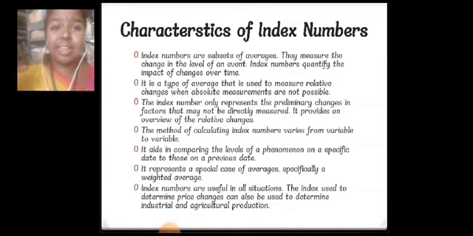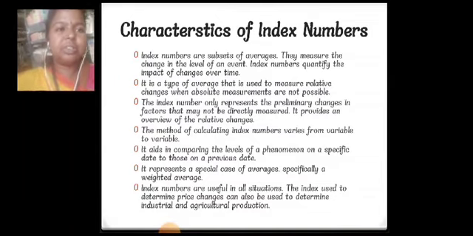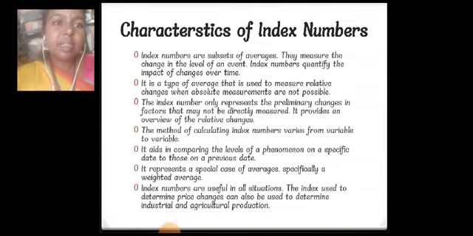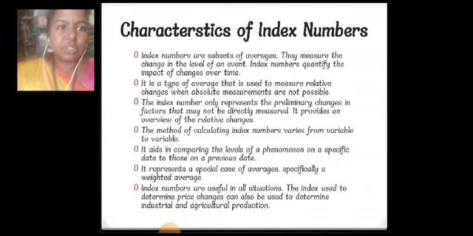Next, the characteristics of index numbers. What are the main characteristics? First, they are subsets of averages. They measure the changing level in an event. Index numbers quantify the impact of changes over time, and it is a type of average that is used to measure relative changes when absolute measurements are not possible.